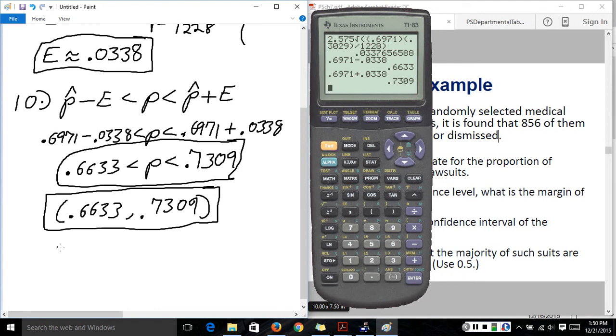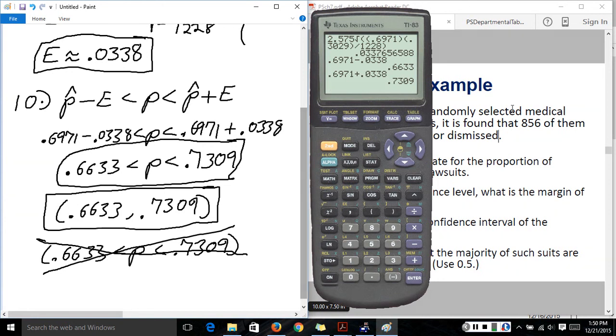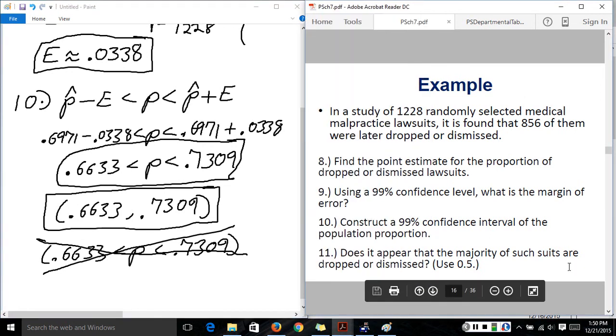One way that you will not see that written, one way that's incorrect, is to mix those two notations like this. That mixes the two notations, that is incorrect notation. So either the first one or the second one, but we do not combine the two. That's my confidence interval. An interval between 0.6633 and 0.7309 is a 99% confidence interval for the true proportion of medical malpractice lawsuits that are later dropped or dismissed.